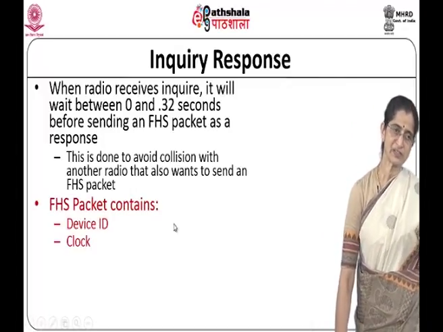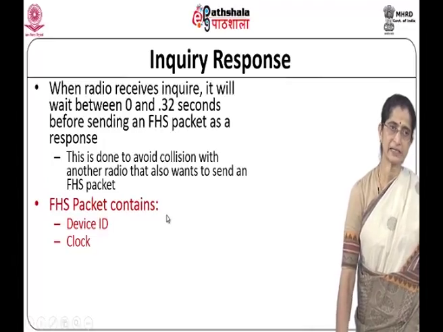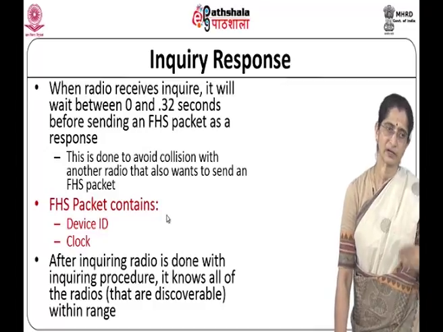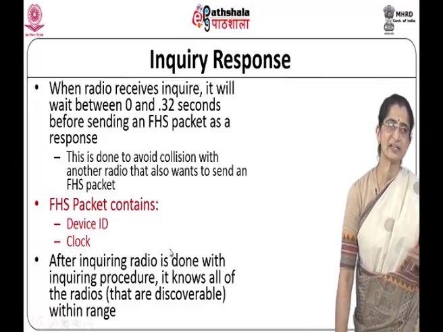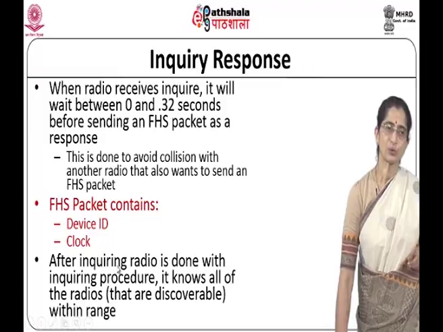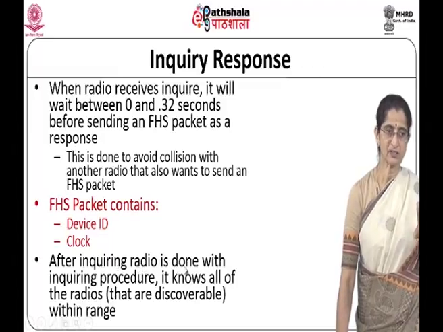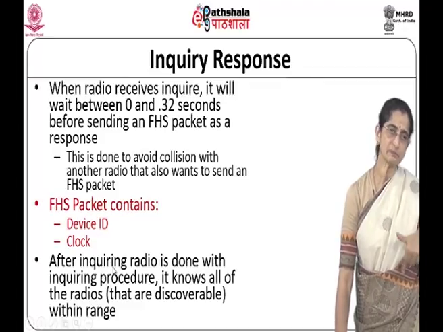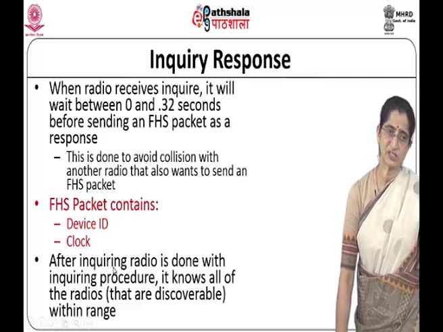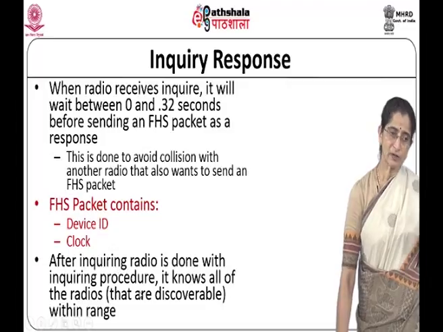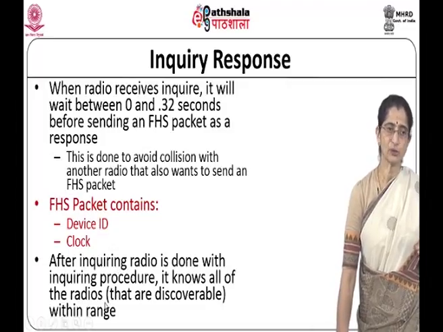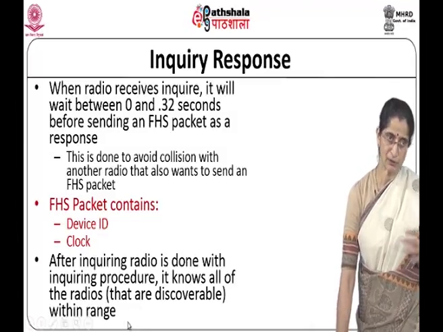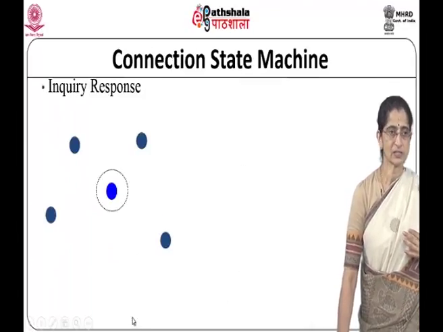Okay. So, this FHS packet will consist of a device ID and a clock. That's the information that is required to identify that particular device. So, after the enquiring radio is done with the enquiring procedure, it will have got the FHS packets from all the nodes which are responding to its enquire. So, it will know the IDs of all the devices which are within that particular range. Okay. So, that is what you have.